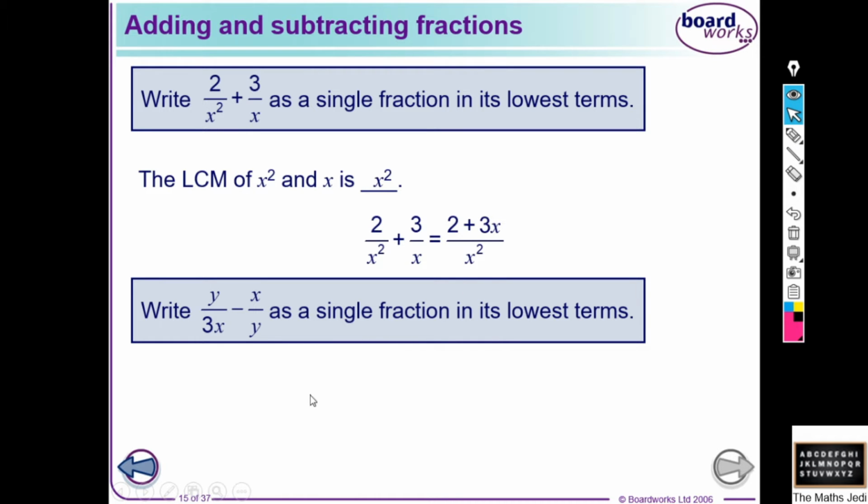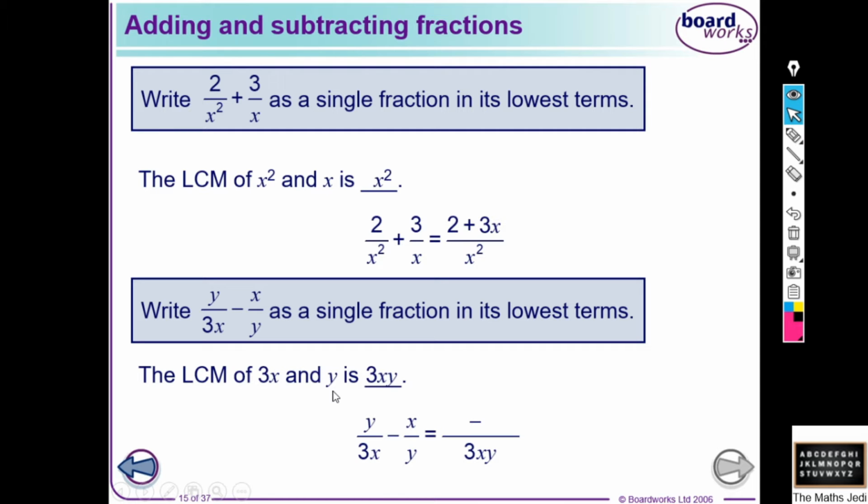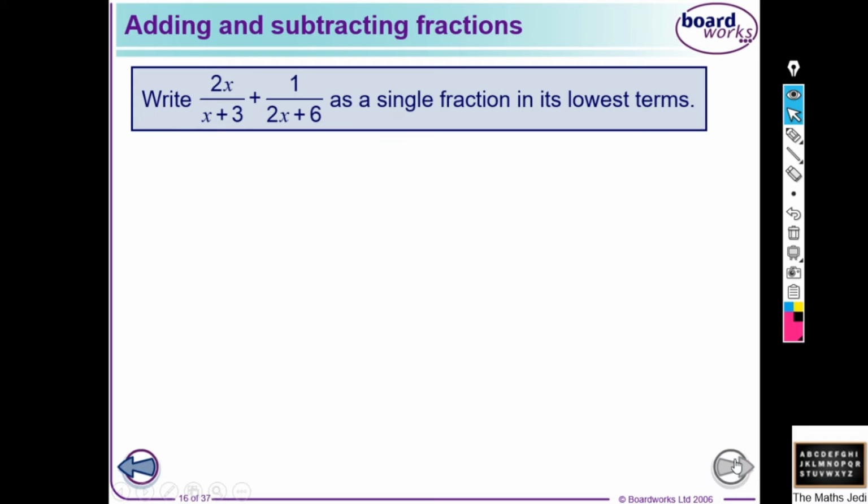Here again, looking for a lowest common denominator would be 3xy. So you can see them working their way through to get that particular algebraic fraction solved. Again, these are things that you should have done at GCSE, but just a reminder of some of the more tricky examples, just to keep your mind on those things.